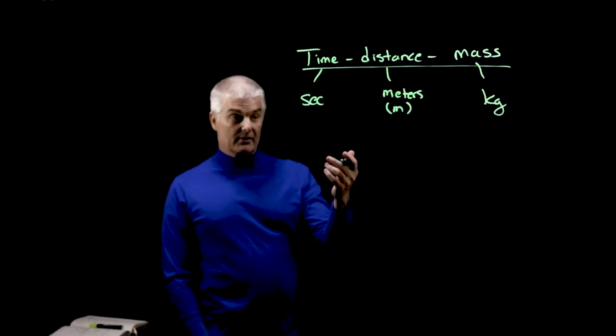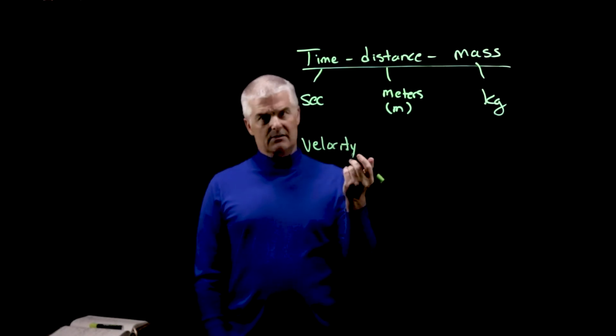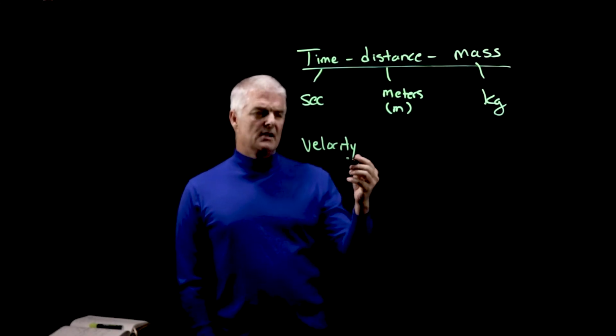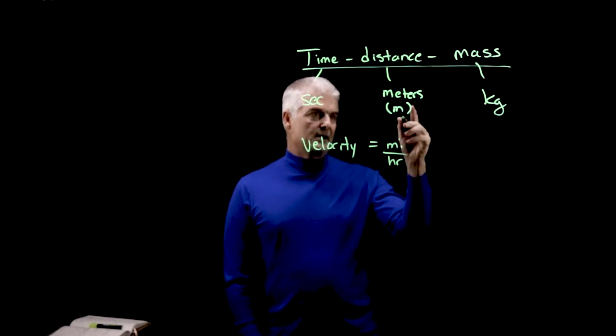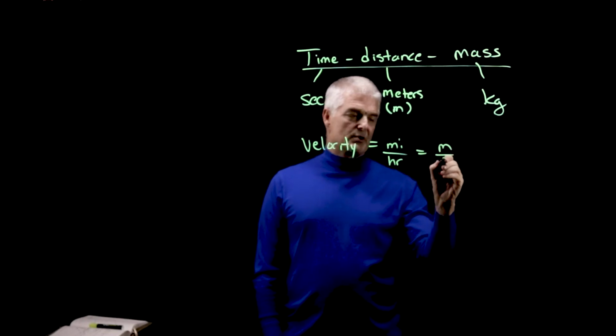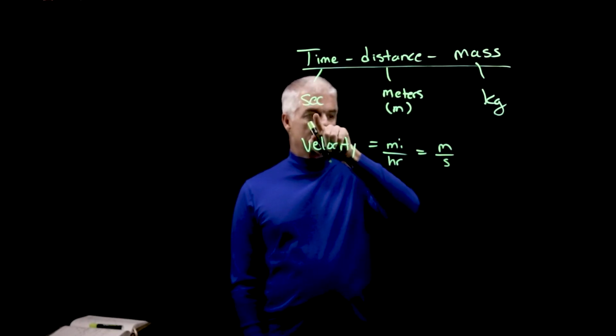And you can put some of them together. You might be familiar with this, velocity. But what is velocity? Do you know this? It's like how fast your car drives. Usually you measure it in miles per hour. But in our case, that would be meters per second. You see, that's using both distance and time, right?